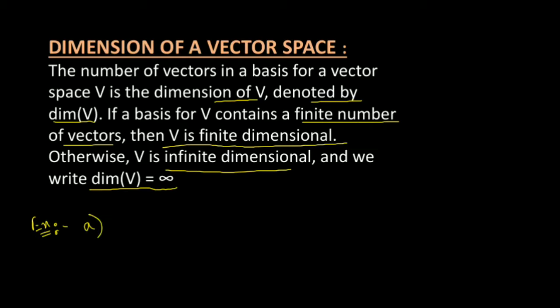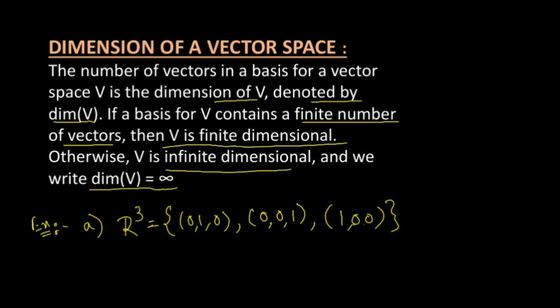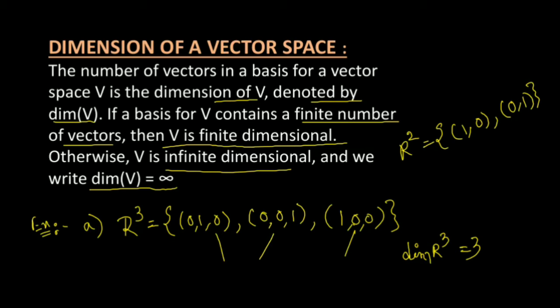We know that the basis of R cube contains 1 0 0, 0 1 0 and 0 0 1. As we know that the basis of R cube contains three vectors, and these vectors are linearly independent, therefore the dimension of R cube is 3. Similarly, the basis of R square contains two vectors, that is 1 0 and 0 1, so therefore the dimension of R square is 2.